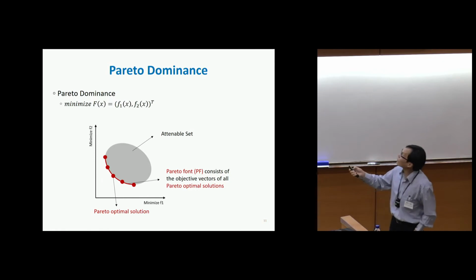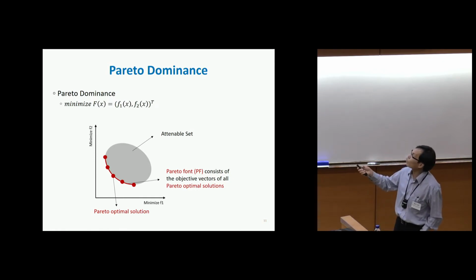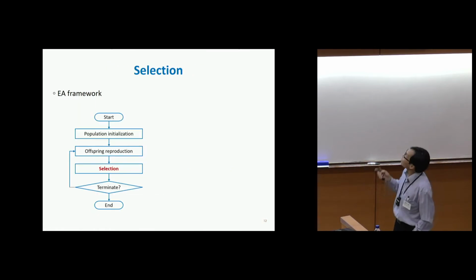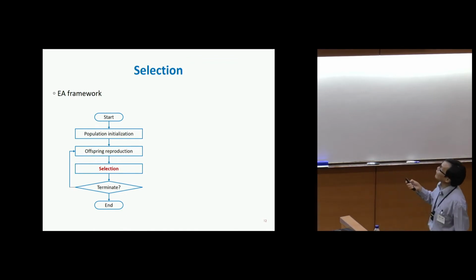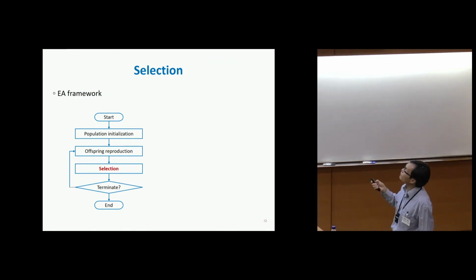Of course, we will call this type of solutions extreme solutions, very awesome along this side. They are only good for one objective, but very bad for the other one. But from the Pareto dominance point of view, these solutions are equally good as others. So this is the evolutionary algorithm framework.